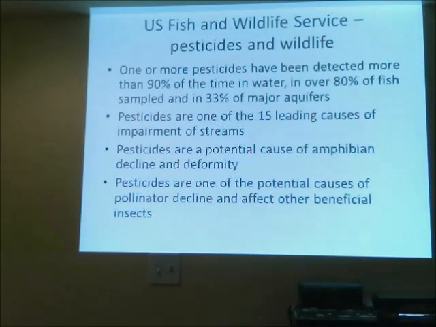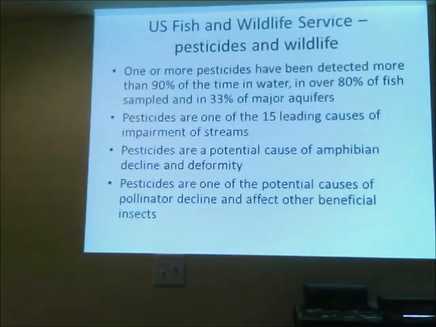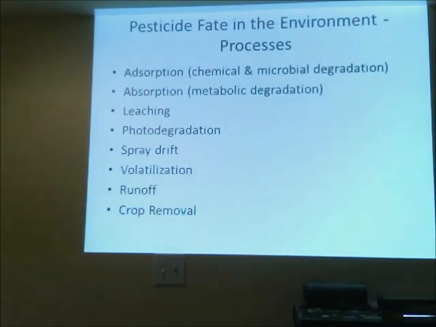The third thing is that pesticides are a potential cause of amphibian decline and deformity. There seem to be a lot of things like newts and salamanders that seem to be getting more monstrous kinds of growths occurring on them, and they might have extra limbs, and there are other kinds of deformity that are occurring, and that's sometimes been attributed to the overuse of pesticides. And pesticides, according to the U.S. Fish and Wildlife Service, are one of the potential causes of pollinator decline and affect other beneficial insects as well. So these are some of the potential negatives.